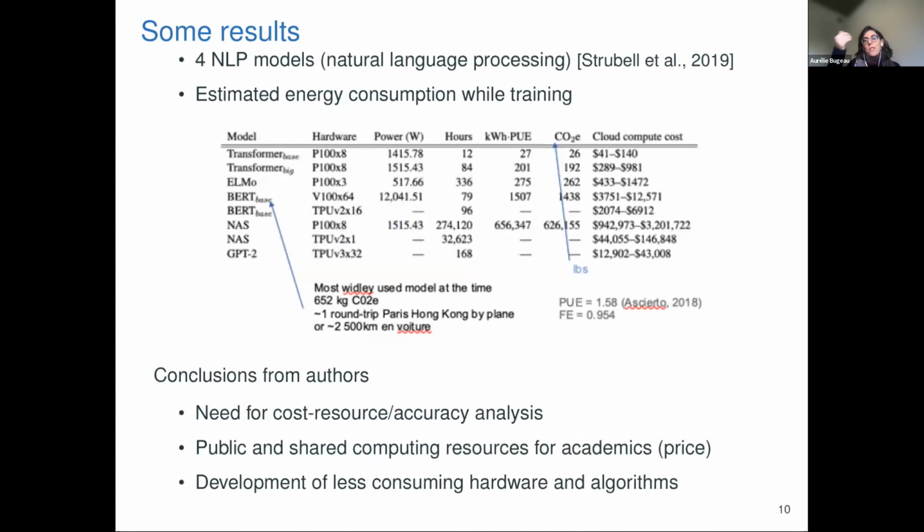And this is the result from the same paper that was just shown before, regarding the analysis of four natural language processing models. As was said before, those models were trained just once, and you need to keep in mind that when we train models, we do not train them just once. We do experiments, we start training, we stop training. So it's not the complete cost of all these models that is shown here, but just the training of the biggest ones, which is equivalent to one round trip Paris-Hong Kong by plane.